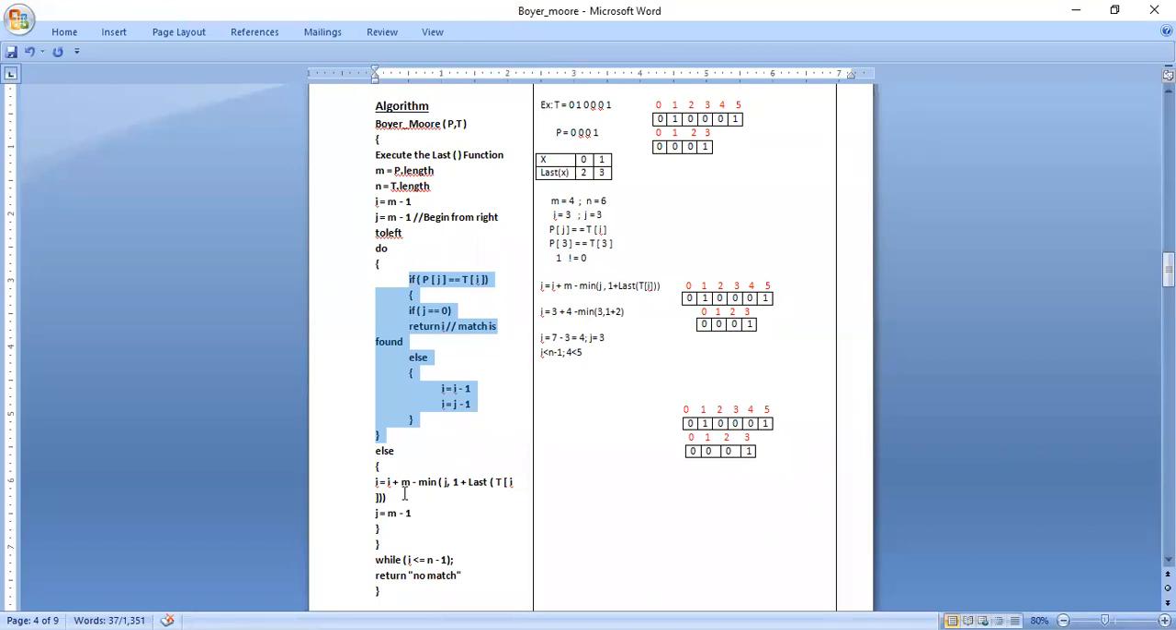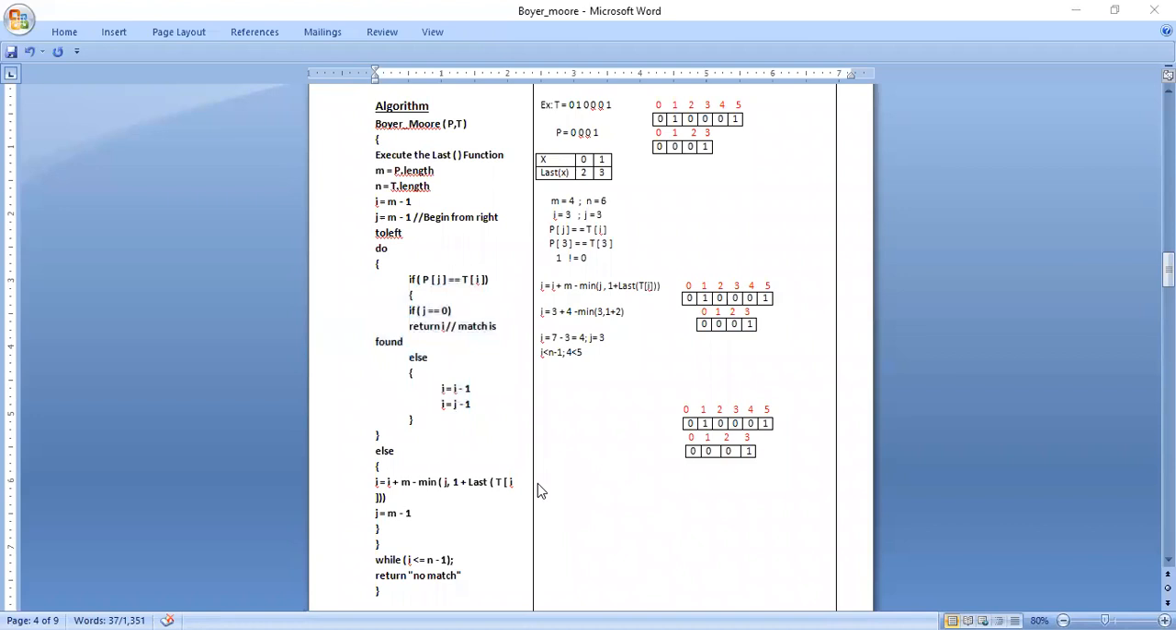In the else part, we are supposed to get the i value by using the last function. So here I am solving for the i value: i plus m minus minimum of j comma 1 plus last function of t of i. Here i was previously 3. m, the total length, is 4, minus minimum of j, what was the j value? It was 3, comma 1 plus last of t of i. t of i means t of 3, which is 0. What was the last value of 0? It was 2.